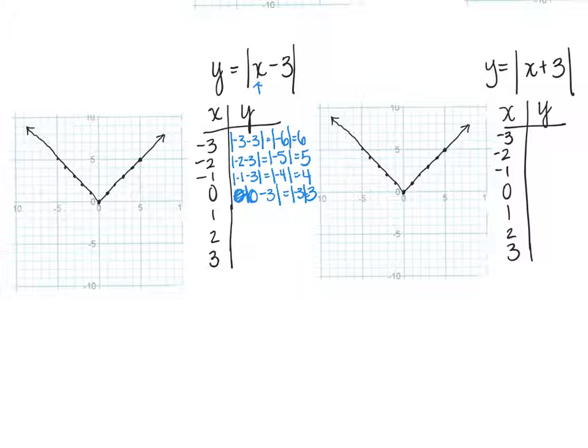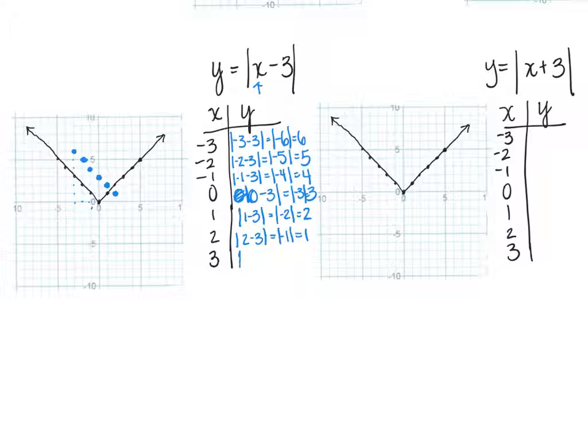So what it's telling me is that when my x is -3, my y value is 6. Okay, and when my x is -2, over here, my y value is 5. -1 is going to be 4, and 0 is going to be 3. Okay, let's look at what 1 is. The absolute value of 1 minus 3 is the absolute value of -2, or 2. That's here. The absolute value of 2 minus 3 is the absolute value of -1, which is just simply 1.